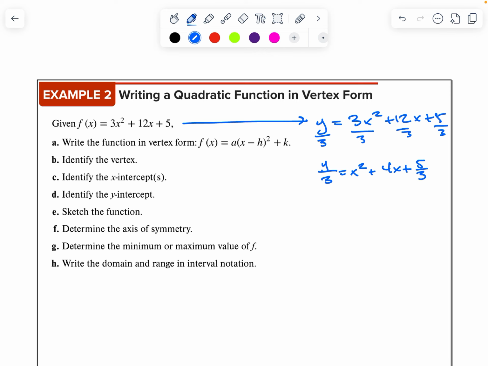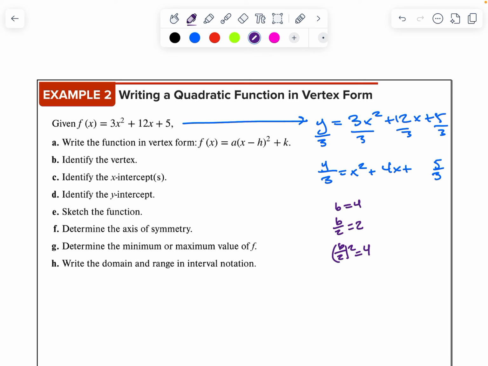5 over 3. It's going to make things a little bit easier because remember with completing the square, we're looking at b over 2. So b is 4. b over 2 is 2. b over 2 squared is 4. So what we're going to do here is a little bit of a strange process. We're going to add 4 and subtract 4 from this side.